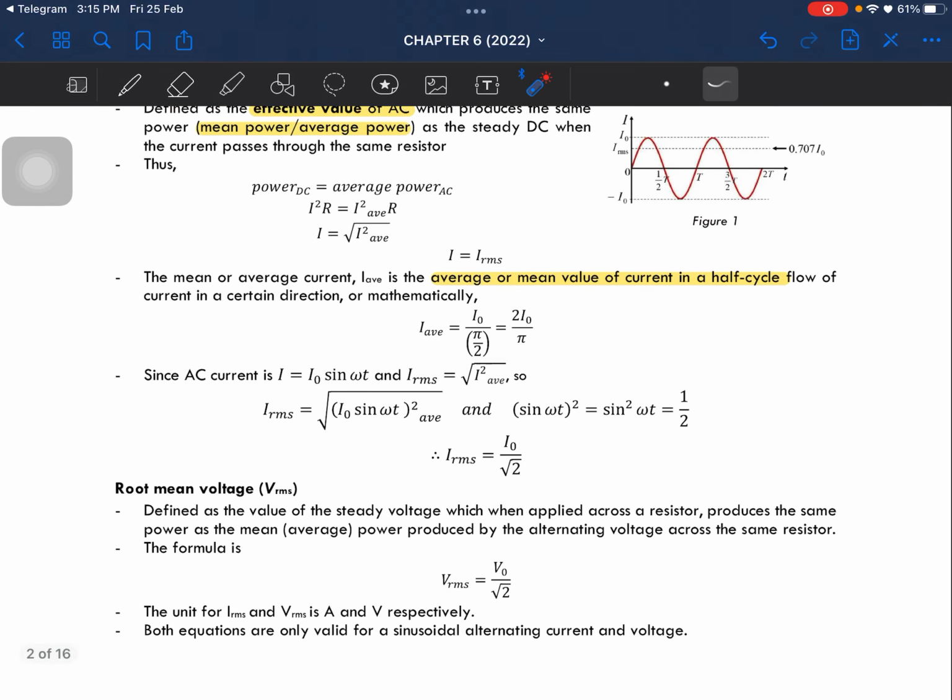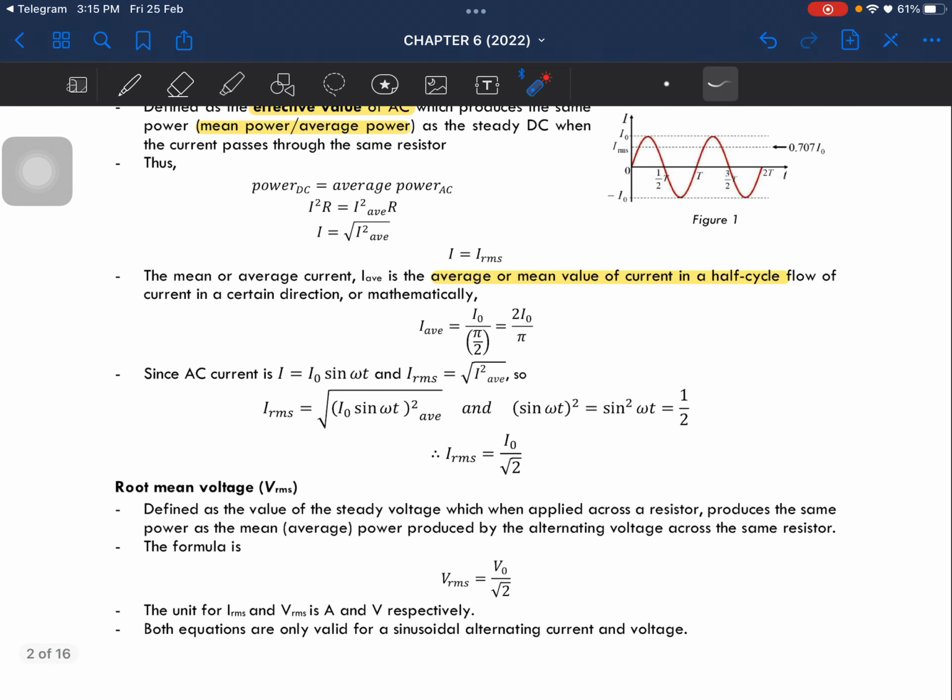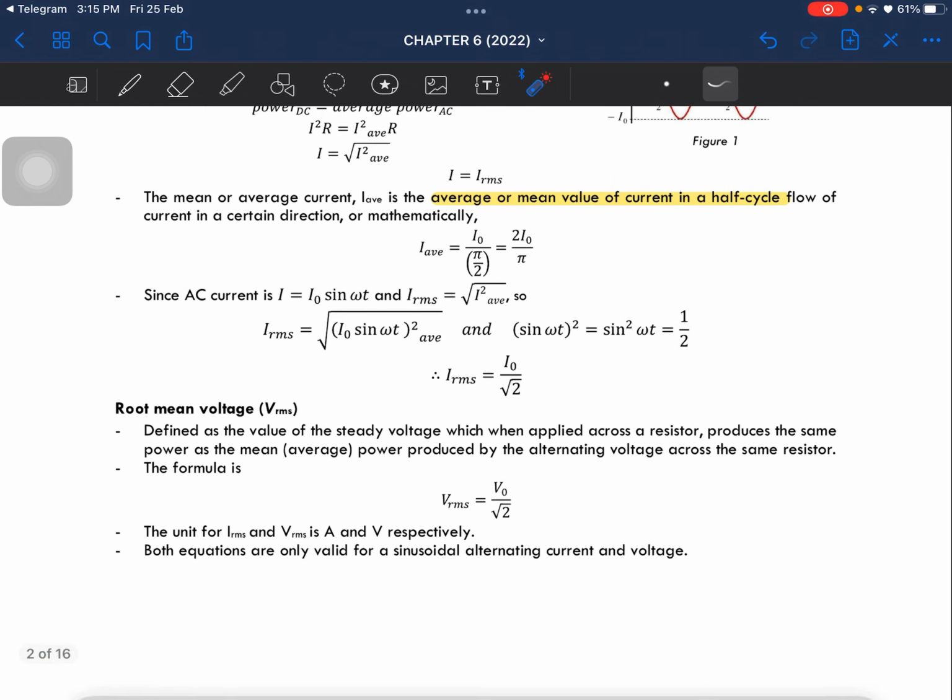Okay, so since AC current is I equals I naught sine omega t, and IRMS is equal to this one, we can then let IRMS be equal to this one here. Sine squared omega t averages to 1 over 2, so we'll then get IRMS equals I naught over root 2. So that is basically the derivation of the equations. You don't have to know how to derive the equation, you just have to know how to use these equations.